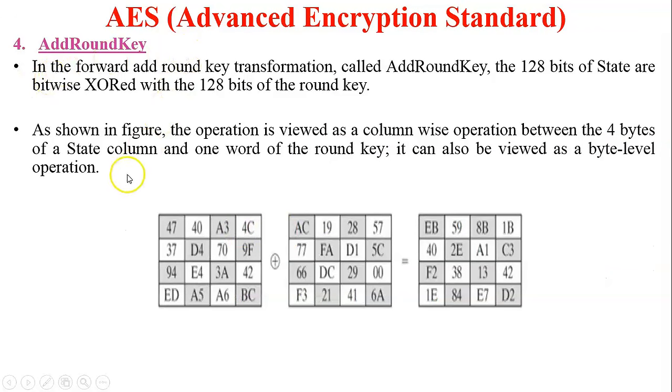Fourth is add round key. This is add round key. This is our new state array we have generated after multiplication by the predefined matrix, or we can say this is the output of the mix column matrix.